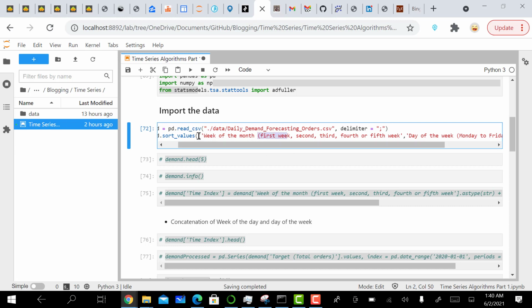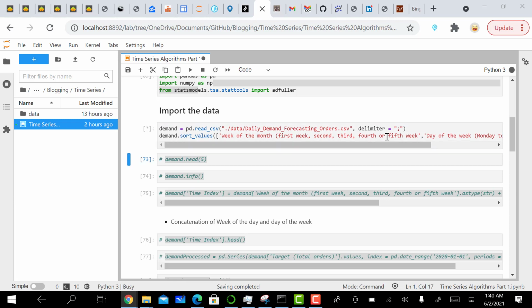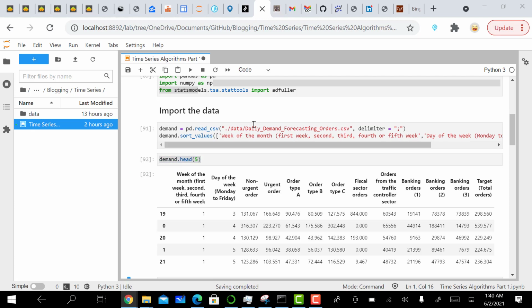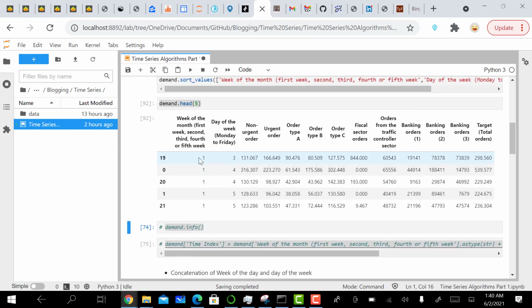This is really what defines the time series: the week of the month and the day of the week, as you can see here. Okay, so when I run this, it's pulling the data, and when I request the head of the data, this is exactly how it looks. We want to focus on these two columns first as the index. This is the first week of the month, and this is the third day of the week.